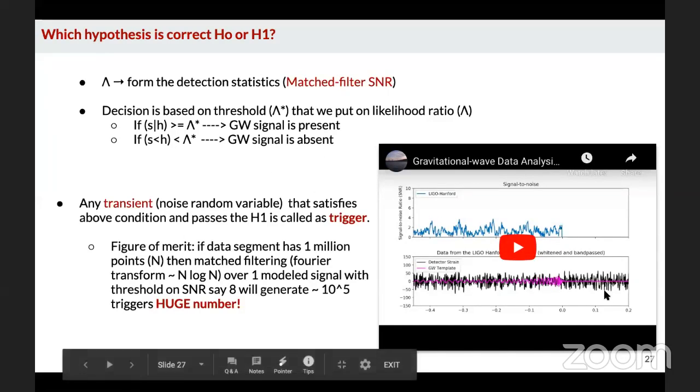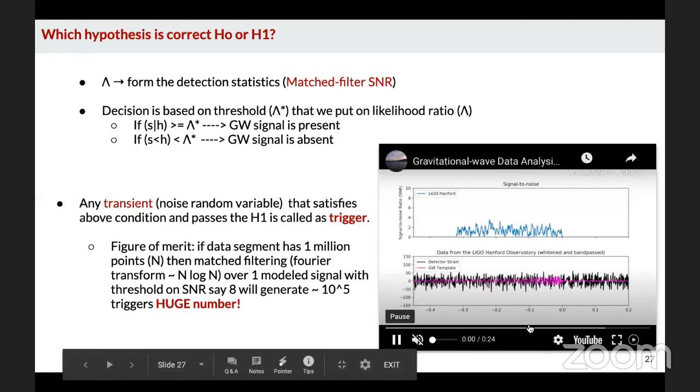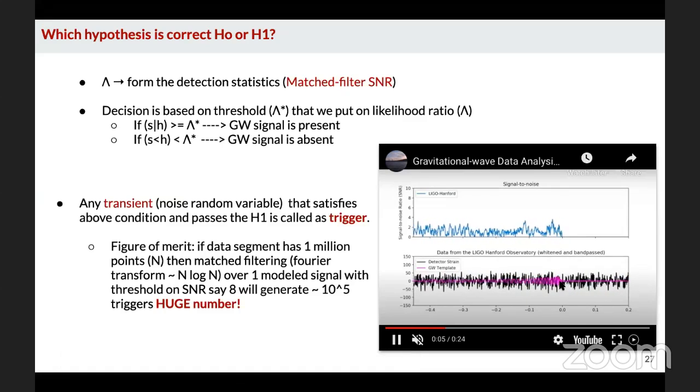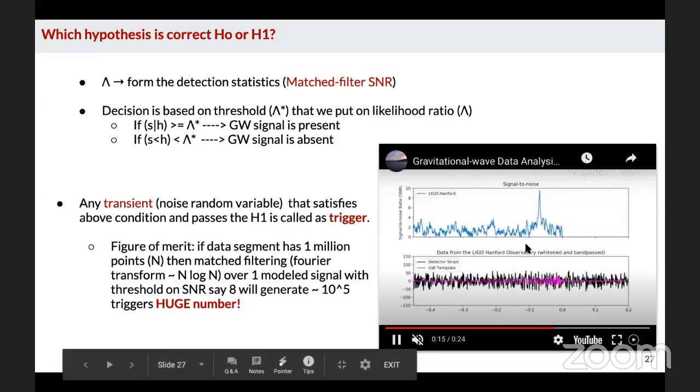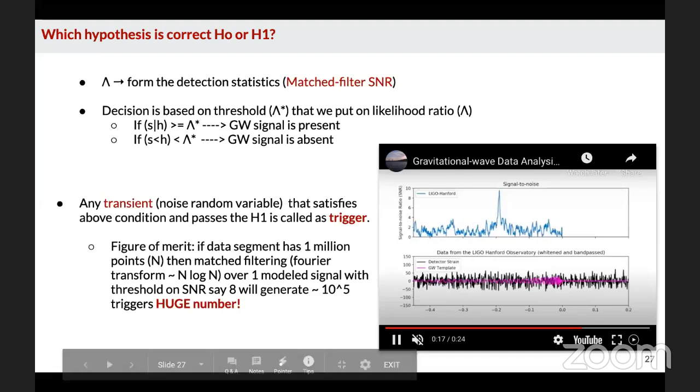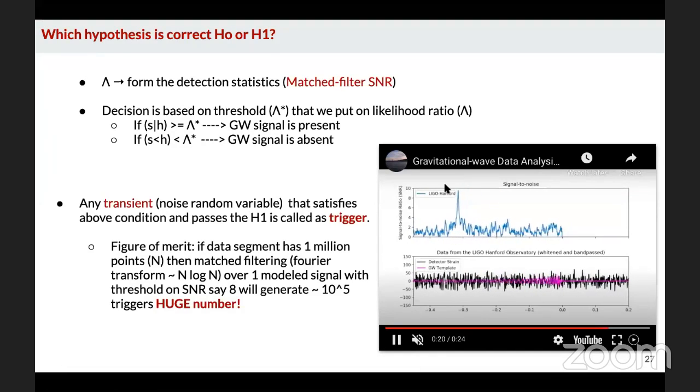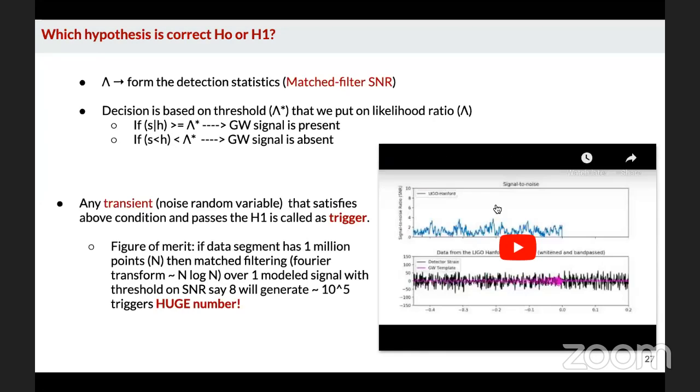Now, to visualize this in simple language, we have a signal. Here in the video, we can see we have the gravitational wave data and the signal, which is modeled, and we correlate the data with the signal and see the signal to noise ratio, which is lambda. We calculated it in the previous slide, and here we see that wherever the signal matches the data completely, we see a signal to noise ratio peak. Okay, and this basically says that we have detected a signal.